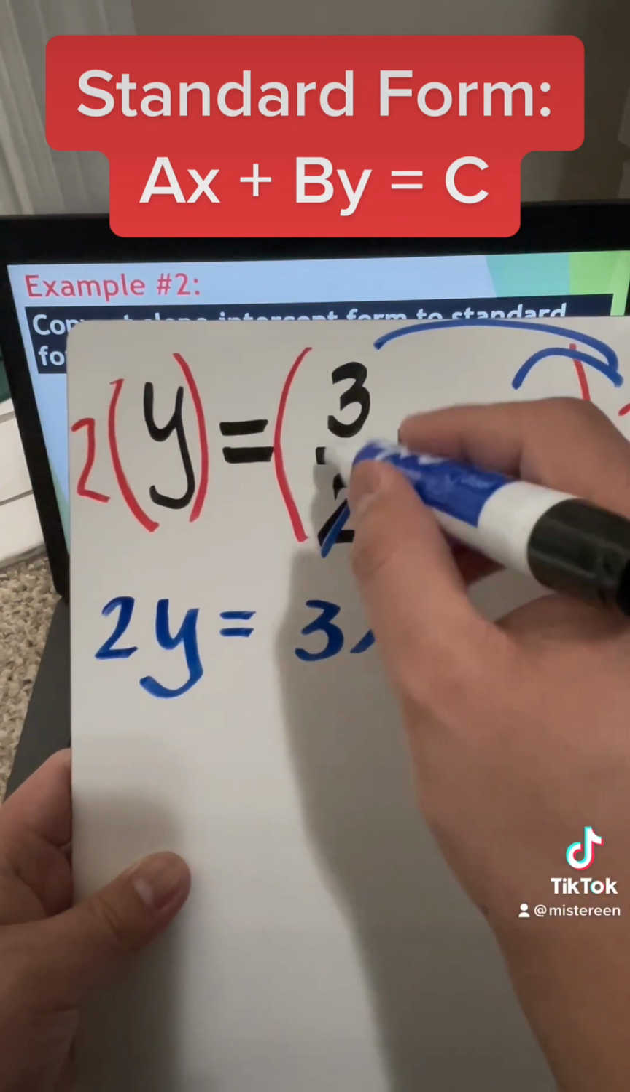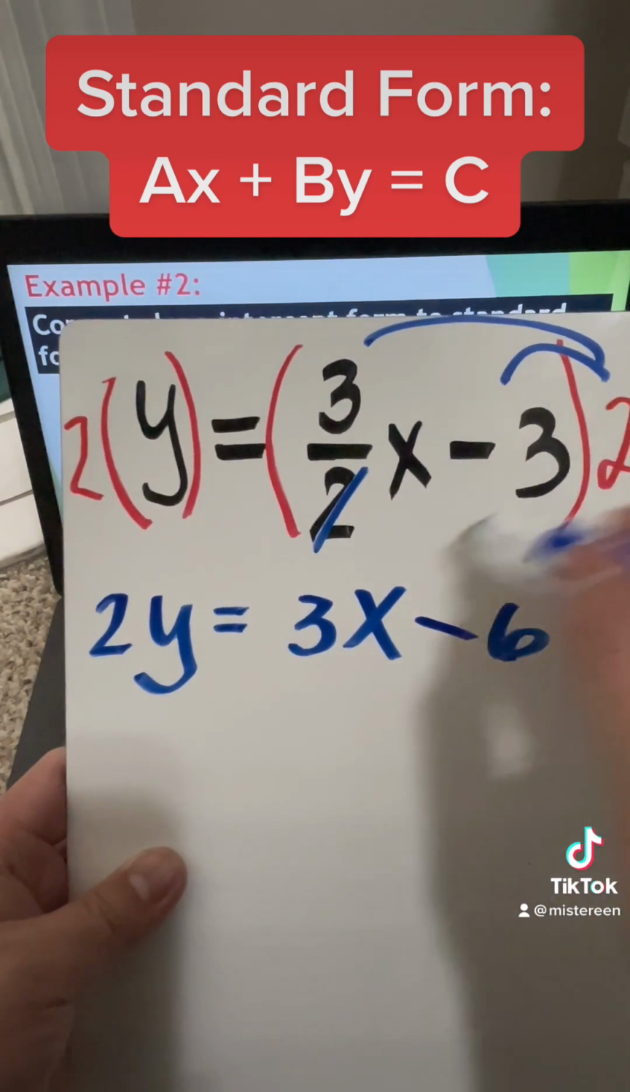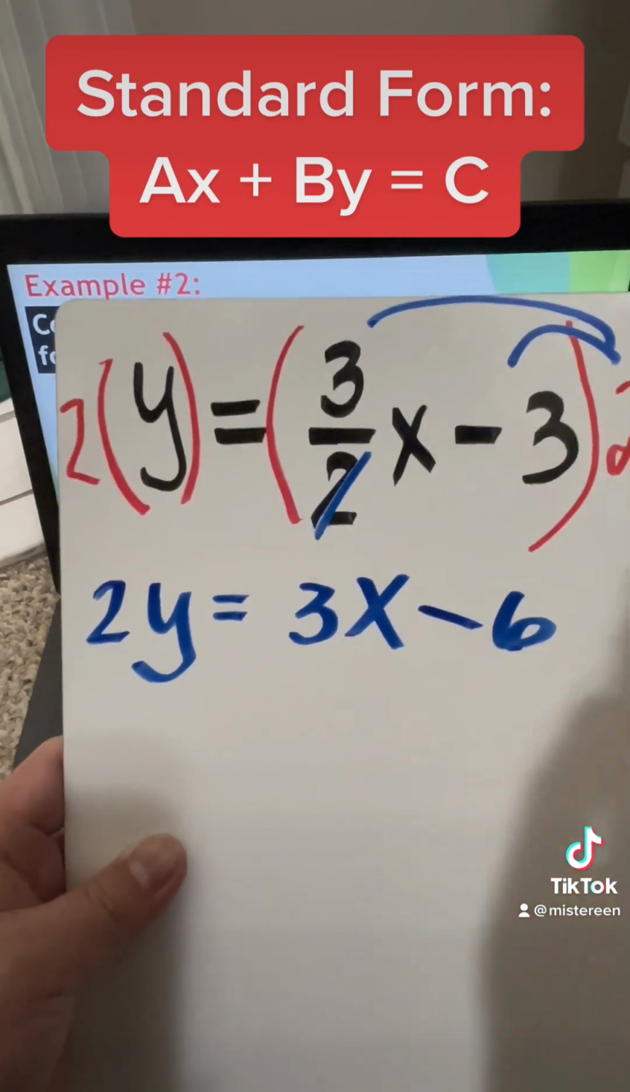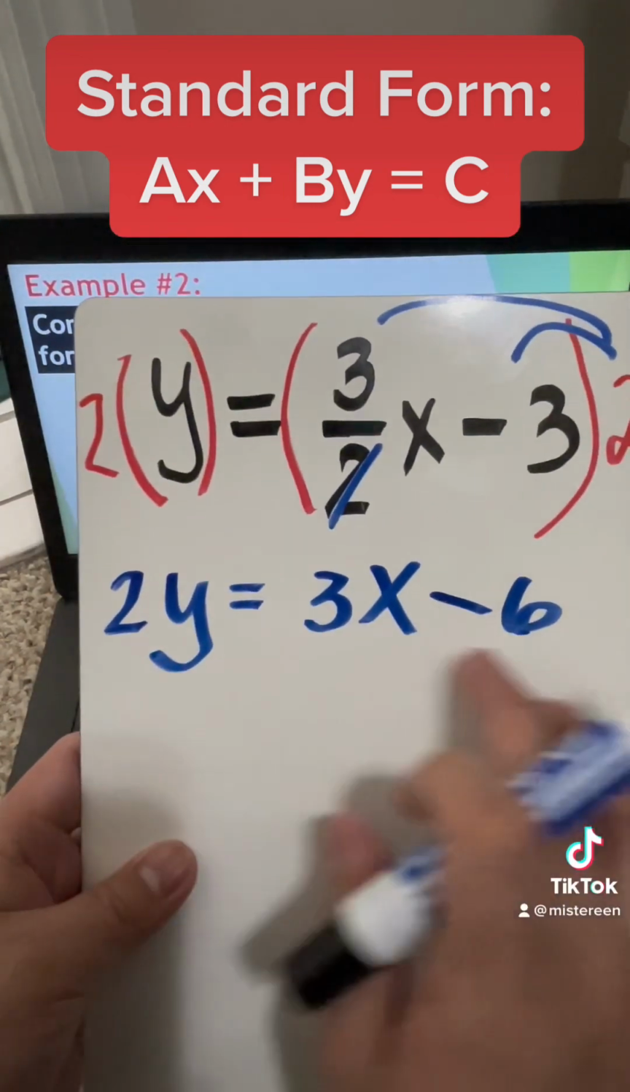Again, 3 halves times 2 is equal to 3, which is 3x. We have an x there. And then negative 3 times 2 is negative 6. Now, I don't have any more fractions.